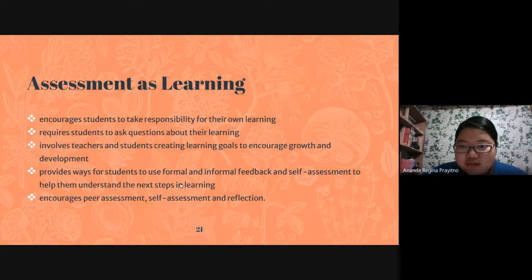This is the description. It encourages students to take responsibility for their own learning, requires students to ask questions about their learning, involves teachers and students creating learning goals to encourage growth and development, provides ways for students to use formal and informal feedback and self-assessment to help them understand the next step in learning, and encourages peer assessment, self-assessment, and reflection.